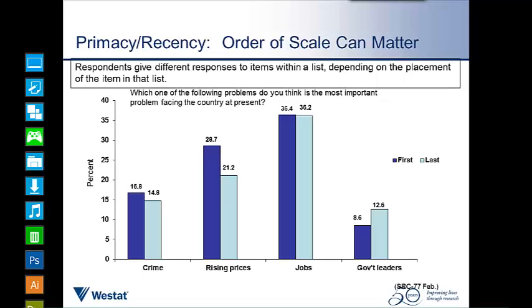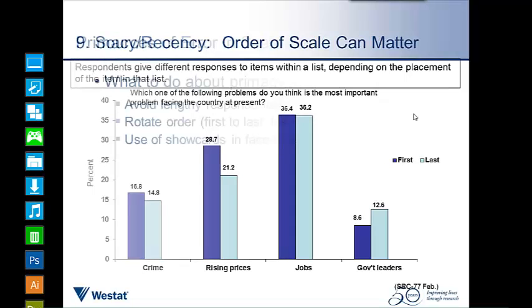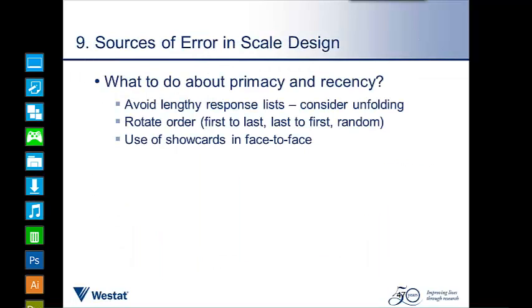And so how do you get people to really consider the entire set of scale options? We avoid lengthy response lists, or we try to. And that unfolding technique, again, can come in handy, where you ask things perhaps a little more generally, and then you probe deeper to get at the specific response.